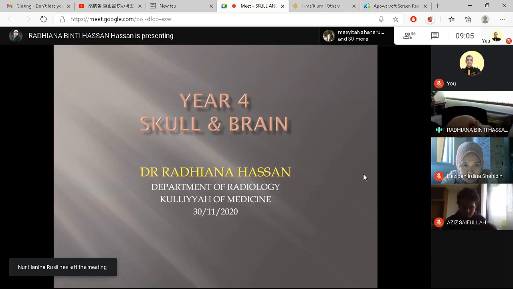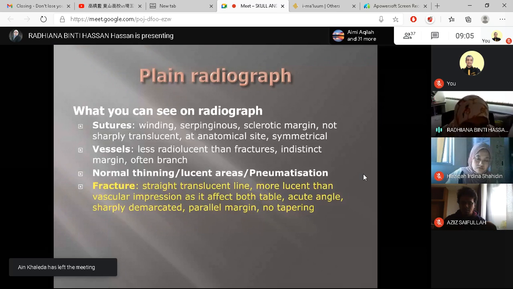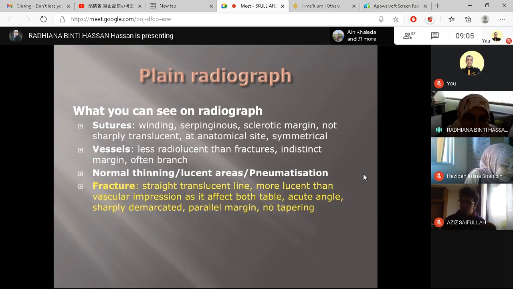Okay. So today's lecture, skull and brain. I'm going to skip the introduction I usually gave in previous years regarding the normal anatomy and the normal projections. For today's session, I'll skip that one. I think you should read on the basics of imaging skull and brain, all the normal anatomy, and everything. So when you look at the imaging of the skull and brain, we use a few modalities. First I'm going to talk about plain radiograph.